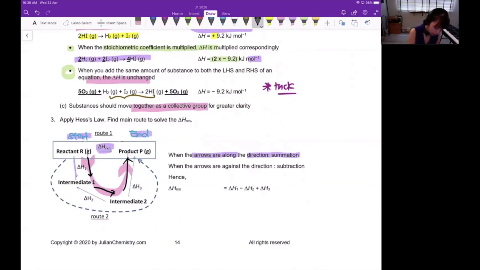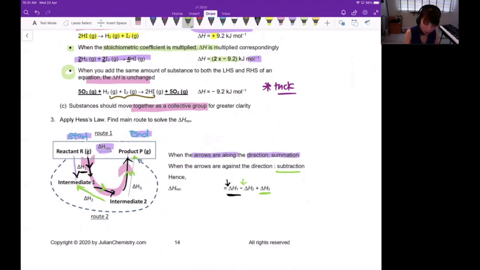So for example, delta H1 is pointing the same direction as how my cycle will start and end. So it is summation, delta H1 summing up. You see there's no negative sign in front of it. Then the next one is delta H2. You can see that the arrow is pointing in the reverse direction to what I wish to complete my energy cycle, so therefore it will be a subtraction. So I add in a negative sign for delta H2. And delta H3 is along the cycle arrow, so therefore it will be a summation. I hope this is clear enough.